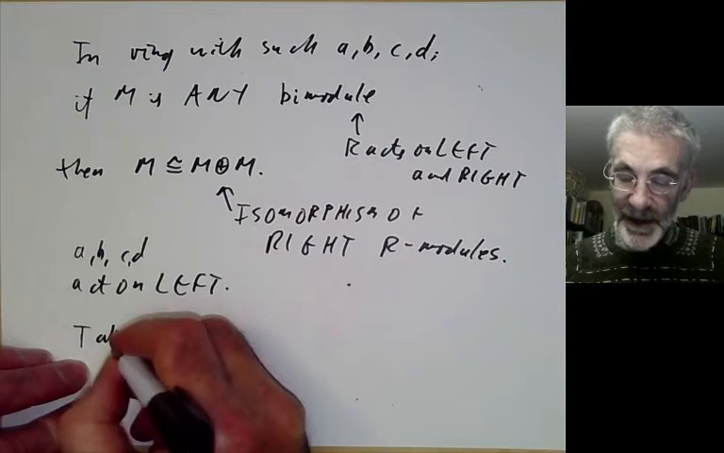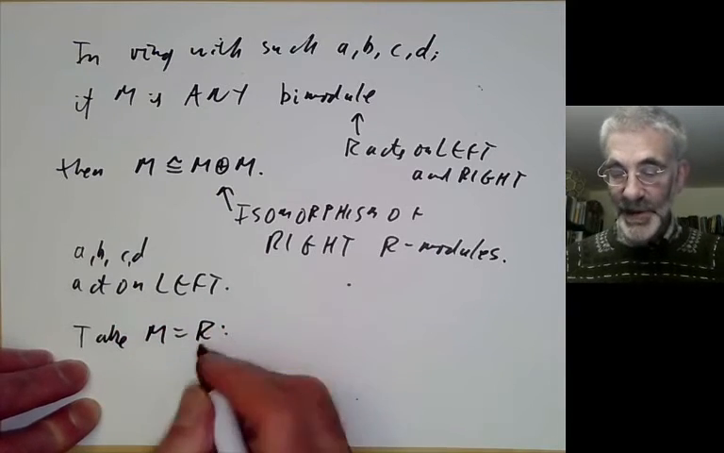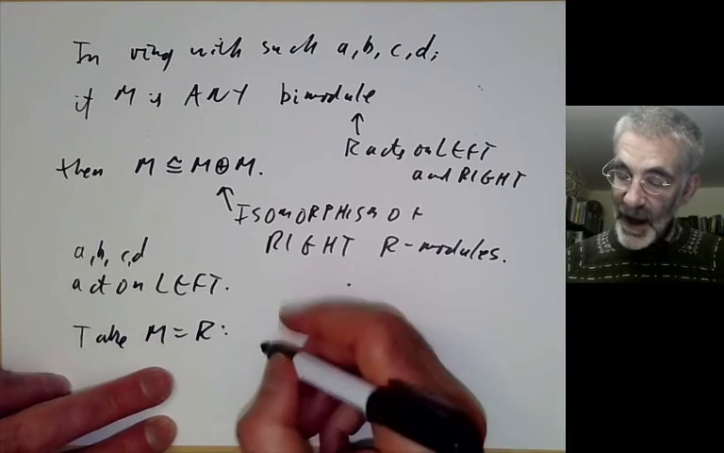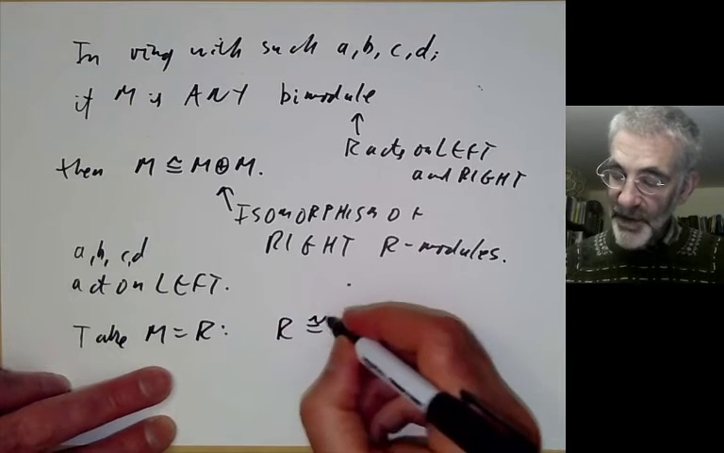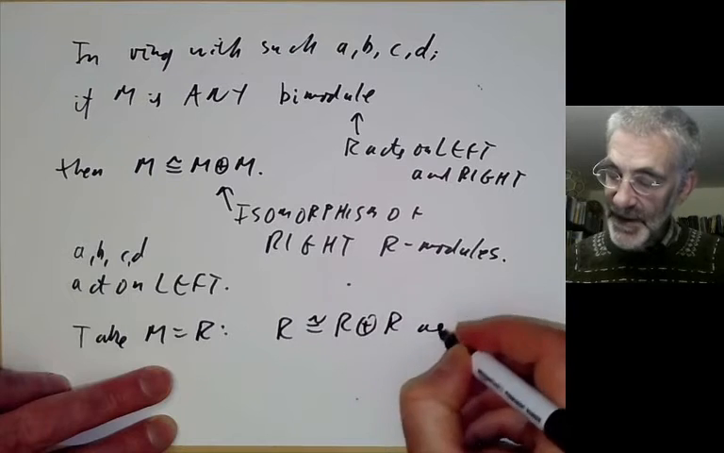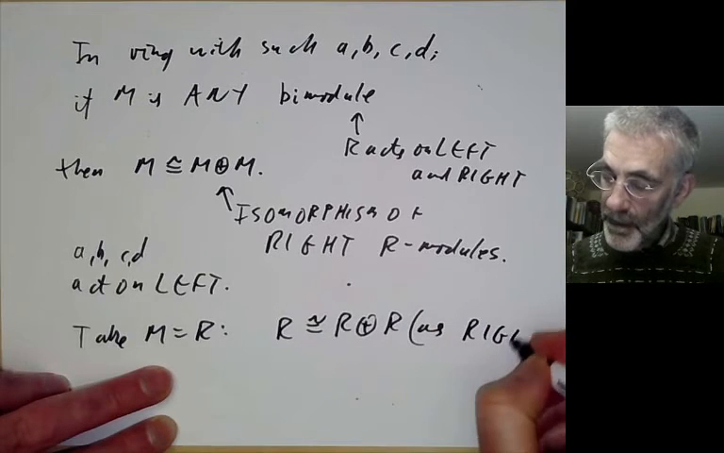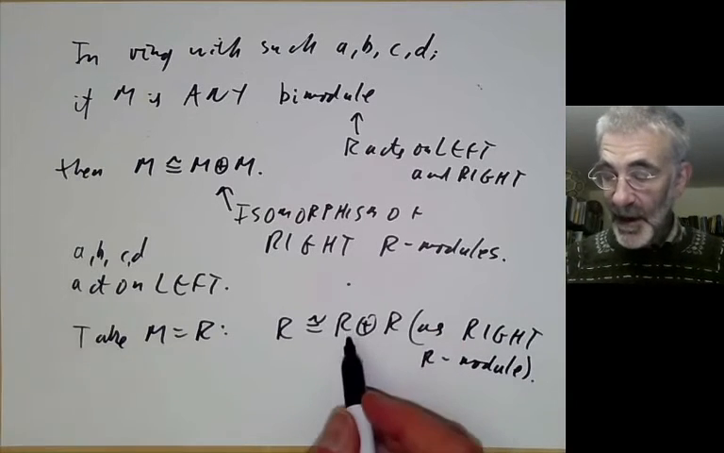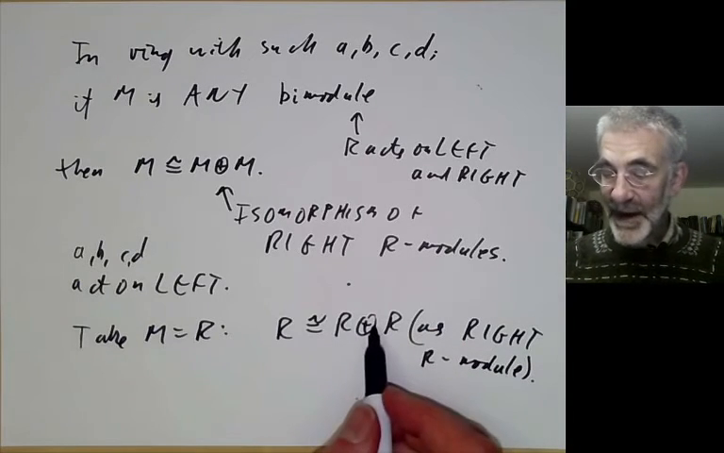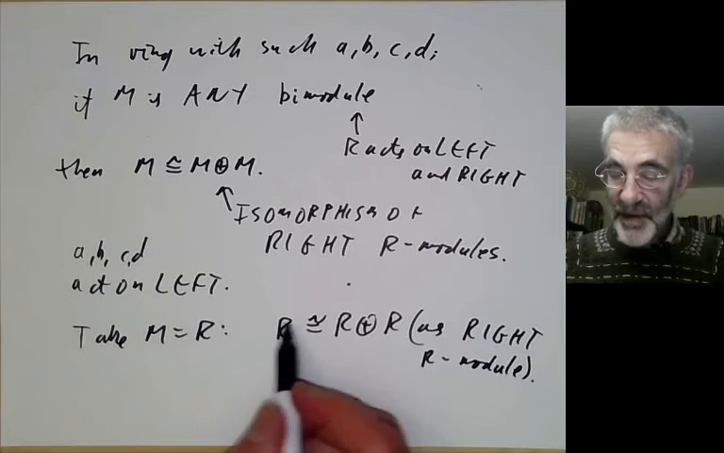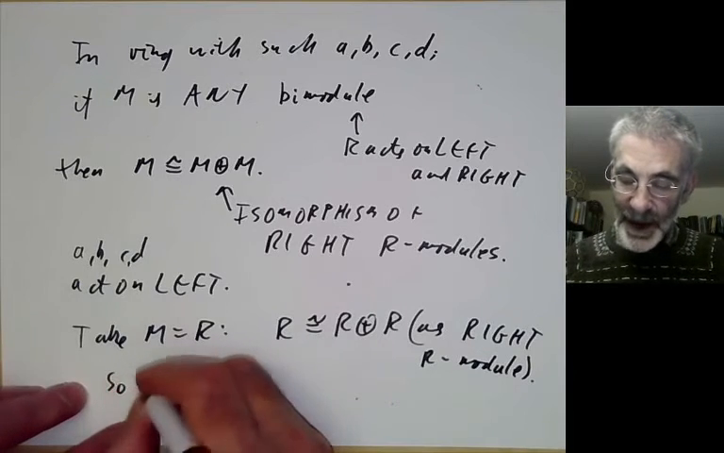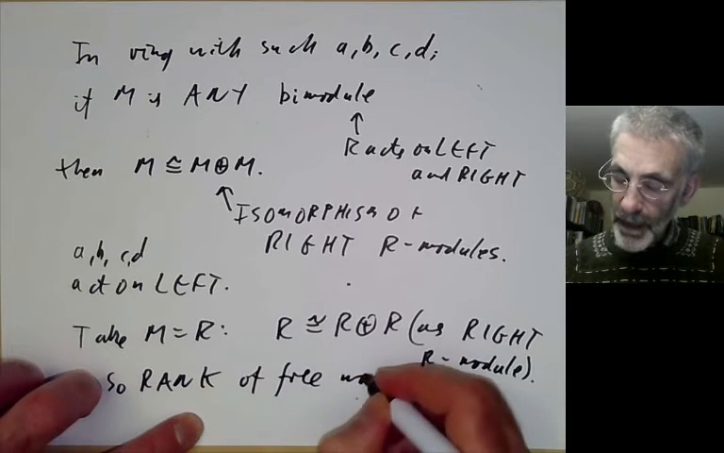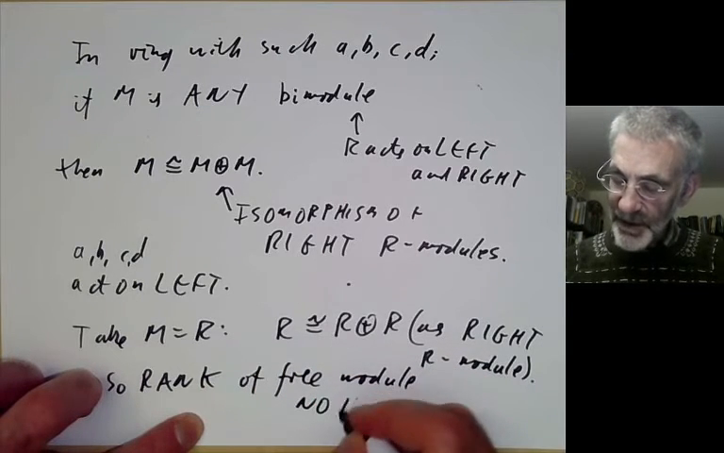And now we can just take M equals R, which is obviously acted on the left and the right by R, and we find that R is isomorphic to R plus R as a right R module. In particular, we see there's a free right module of rank 2 isomorphic to a free right module of rank 1. So the rank of a module is not well defined.